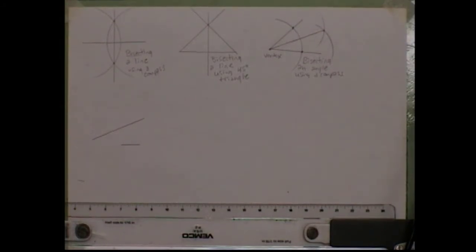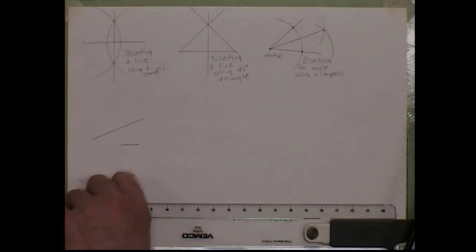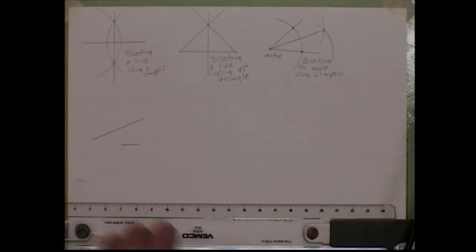Everybody got 2 lines made? So we have the line that we're going to use, a line at some random angle, and then we have this shorter line. And I'm going to show you what that's for here in a second.